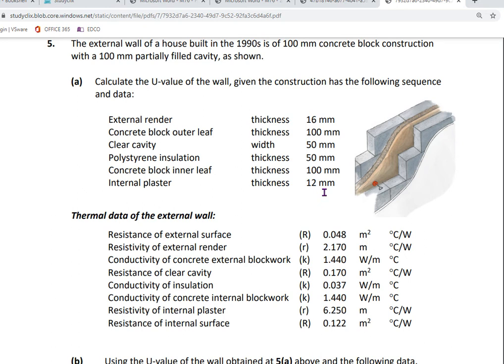So when I put in my materials, the first thing I'll have to do is convert each millimeter measurement to meters, and that's divide by 1,000. So 16mm divided by 1,000, 100mm divided by 1,000, 50mm divided by 1,000, and so on. I'll do that now.